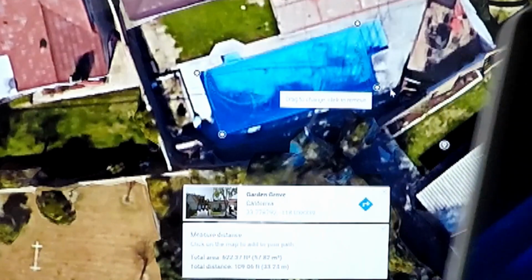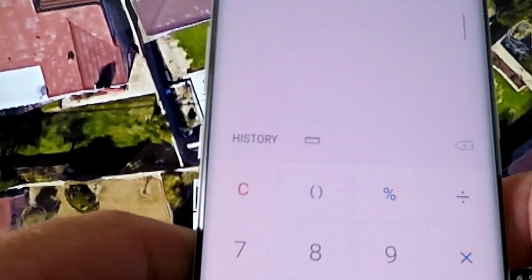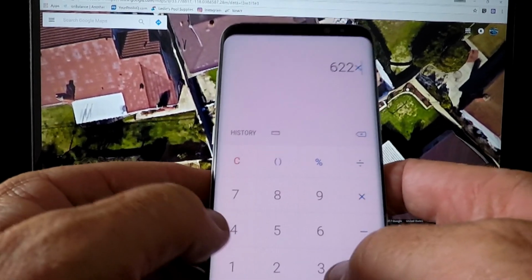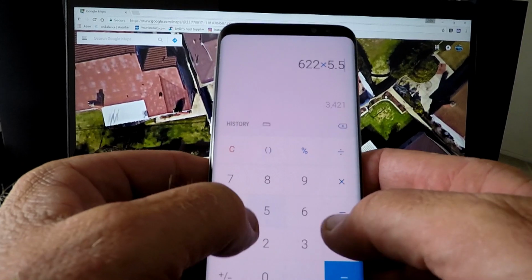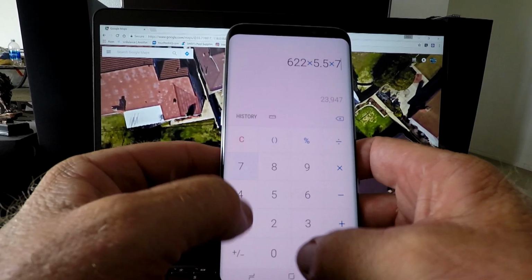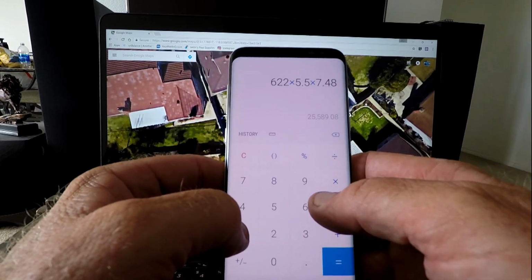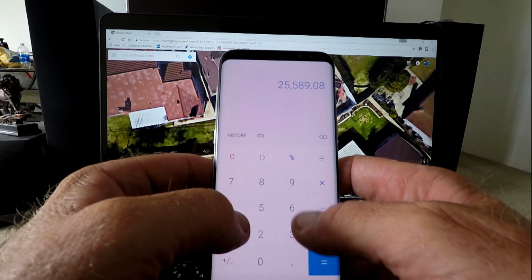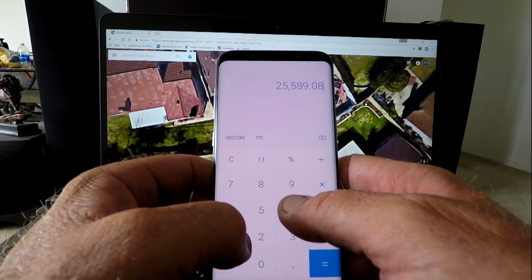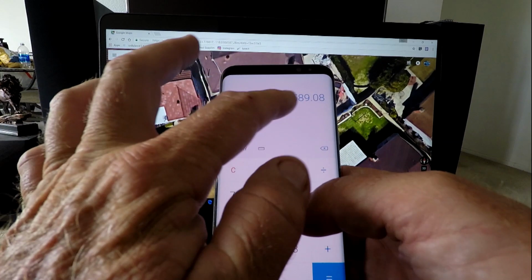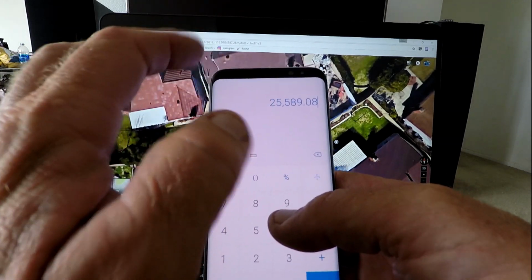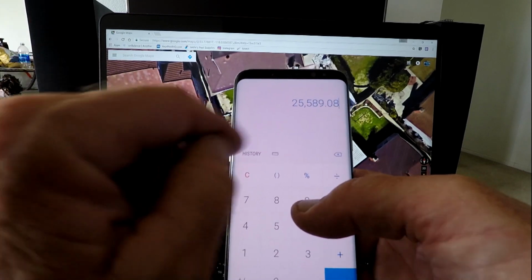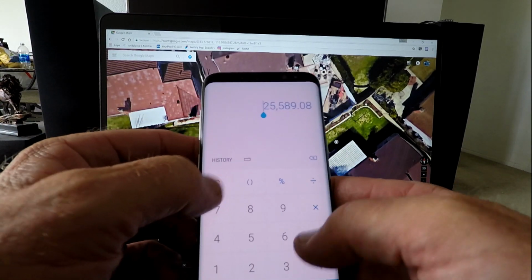Now we got 622 total area. Now you come in here at 622 total area times our average depth of 5.5 times 7.48, which is how many gallons are in a cubic foot of water. So that gives us 25,000 gallons. We're not going to worry about that 589 either because we're just going to round it off. You don't want to go up and round it to say 26,000 because you'll put too many chemicals in there. It's always best to go down, not up. So we're going to go 25,000 gallons.